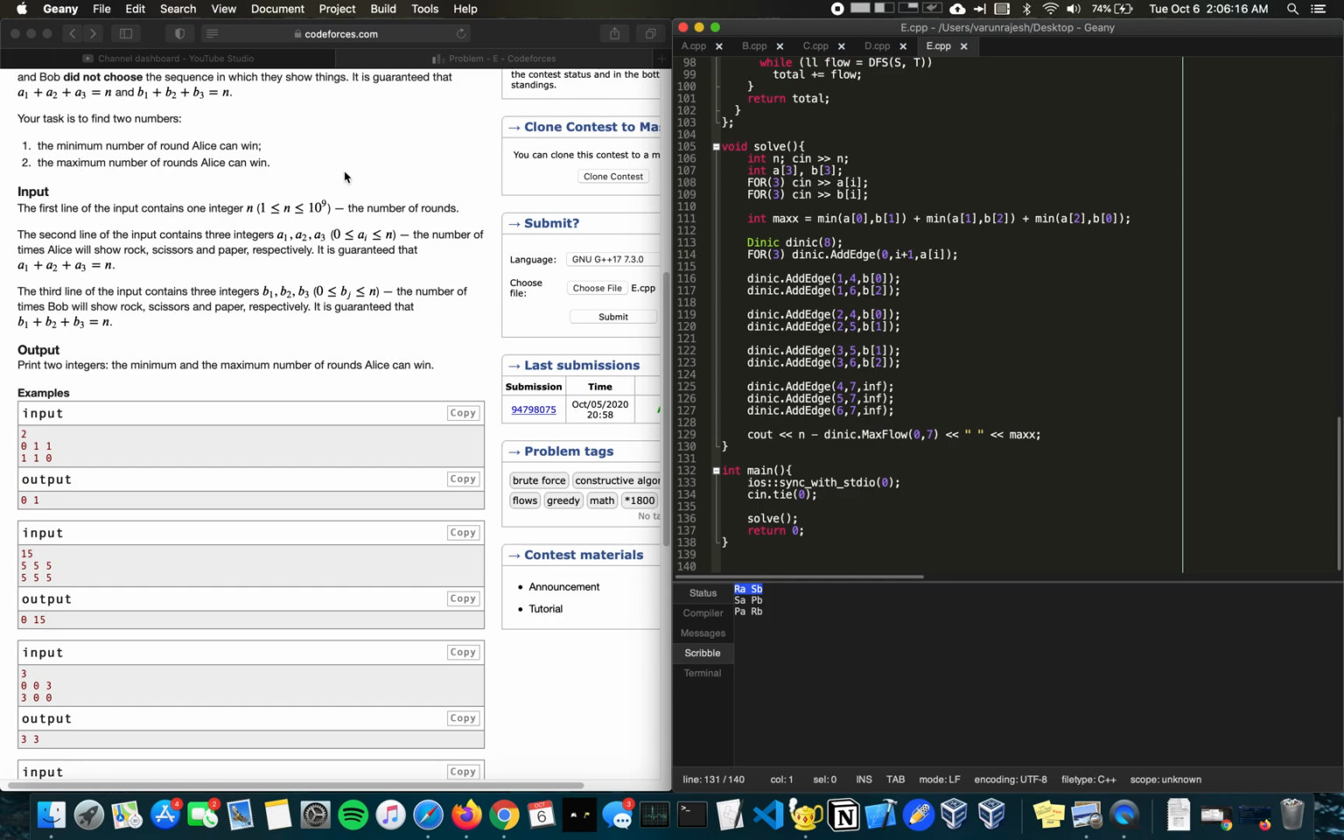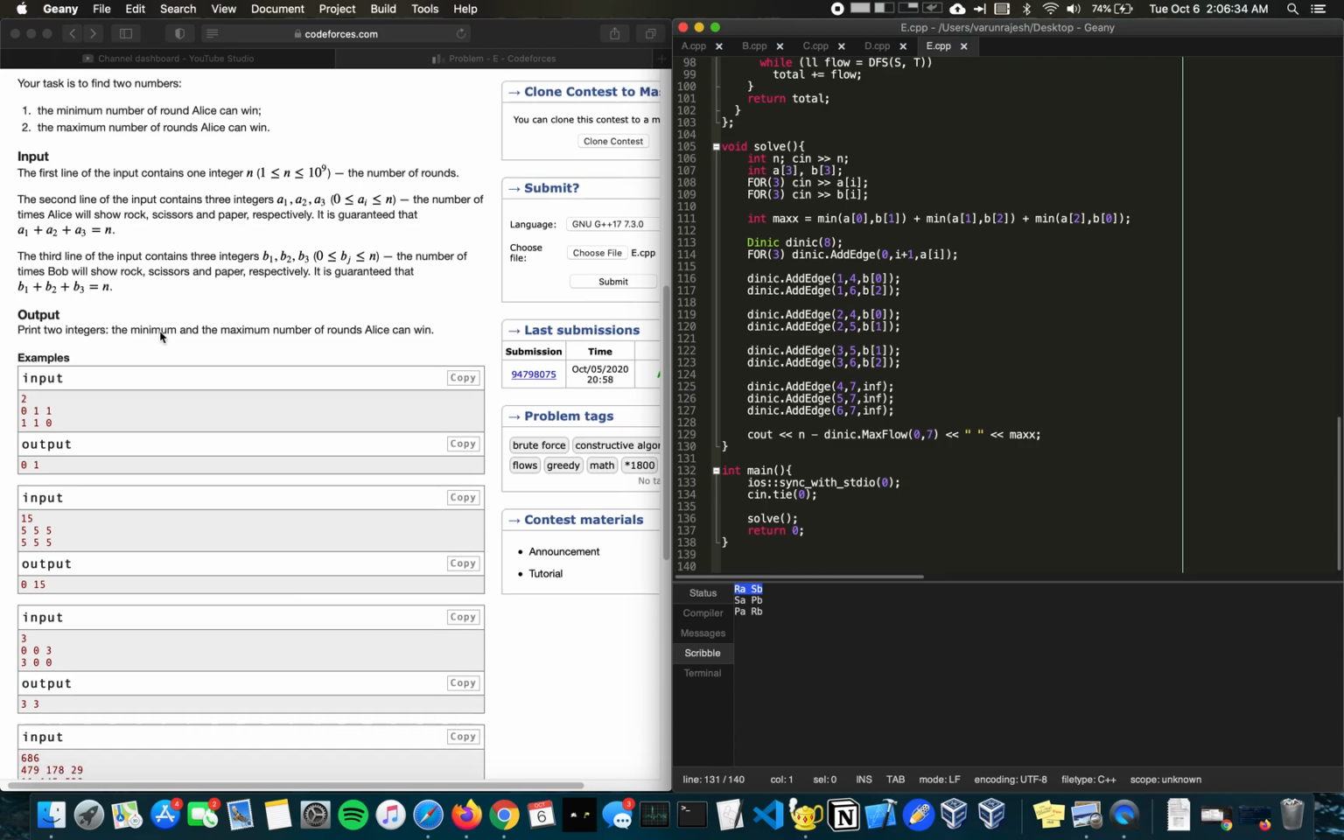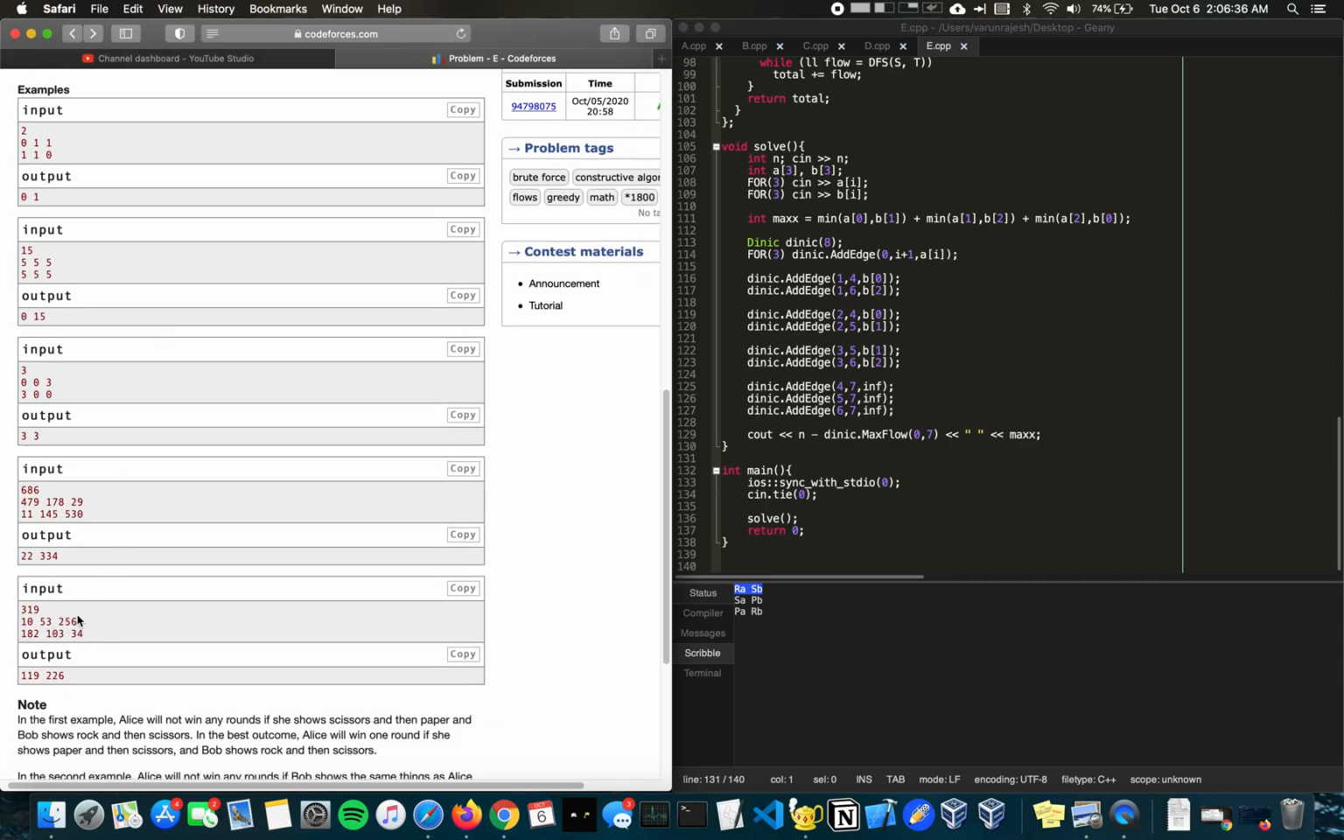You can find the min number of rounds that Alice can win with a bit more complex min max statement, but a much nicer way to do this is through min max flow. So let's just focus again on this last example. How do we know that 119 is the least amount of games she can win?